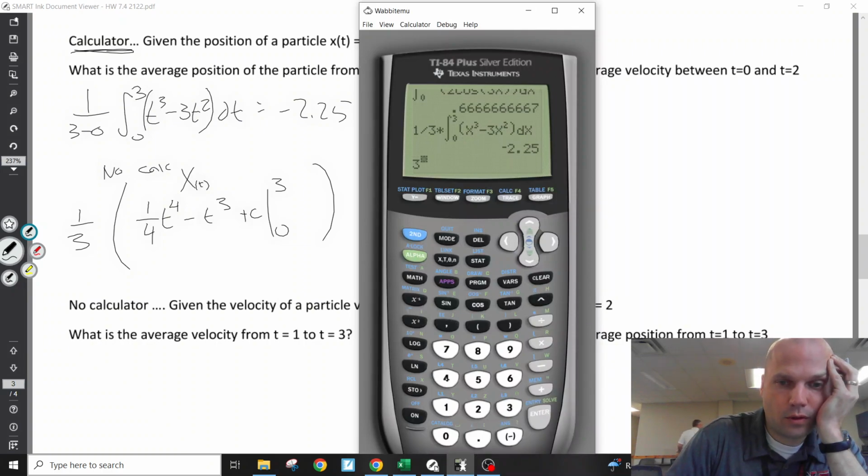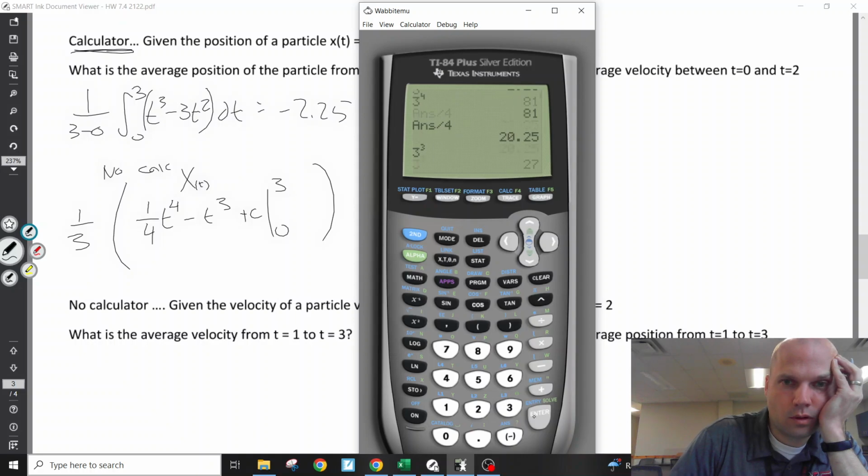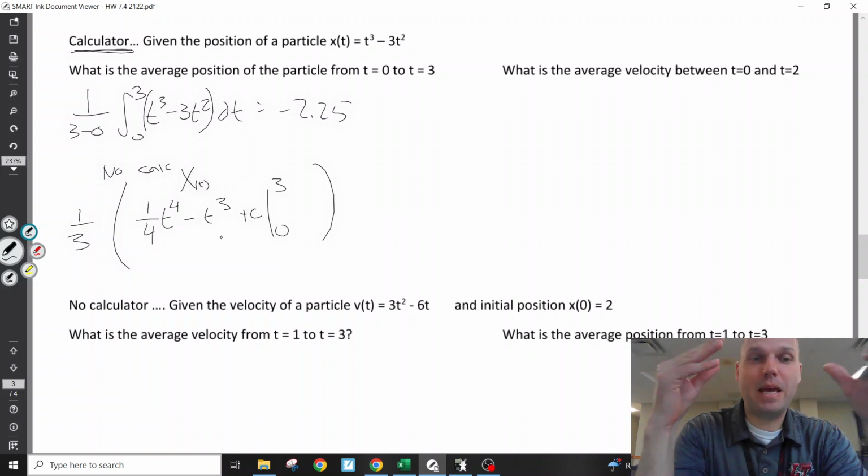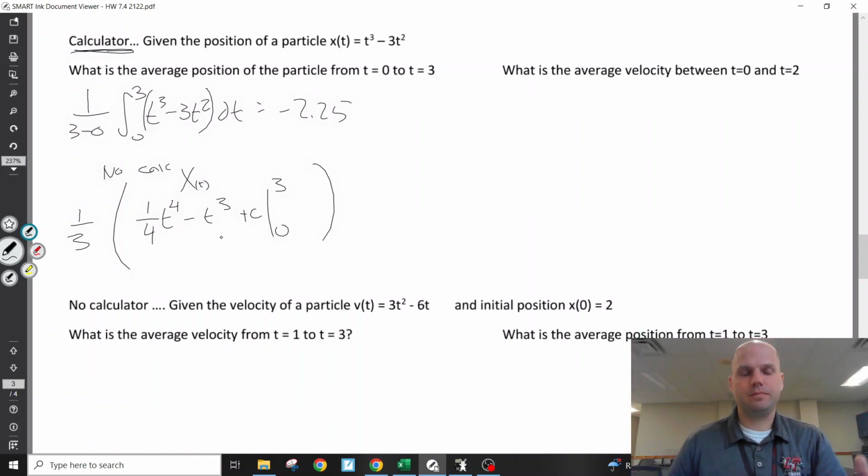3 to the 4th divided by 4, 3 cubed, 20.25 minus 27 divided by 3. Okay, because big X of 0 would be 0 plus c.